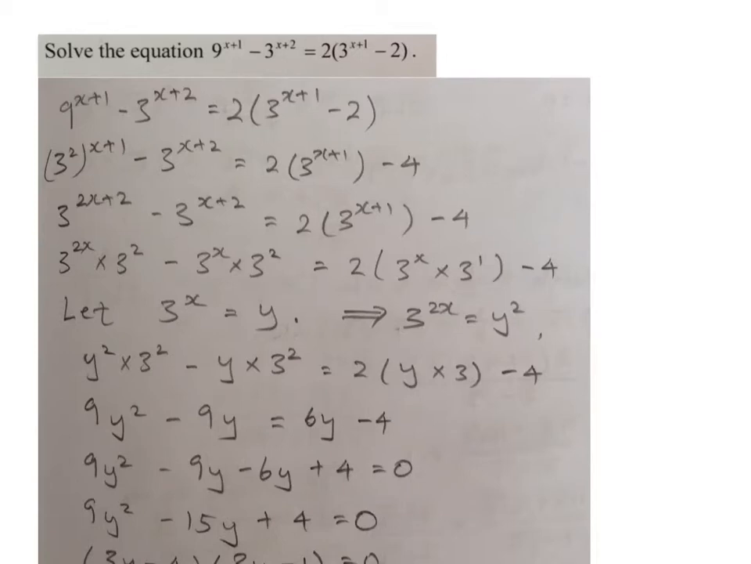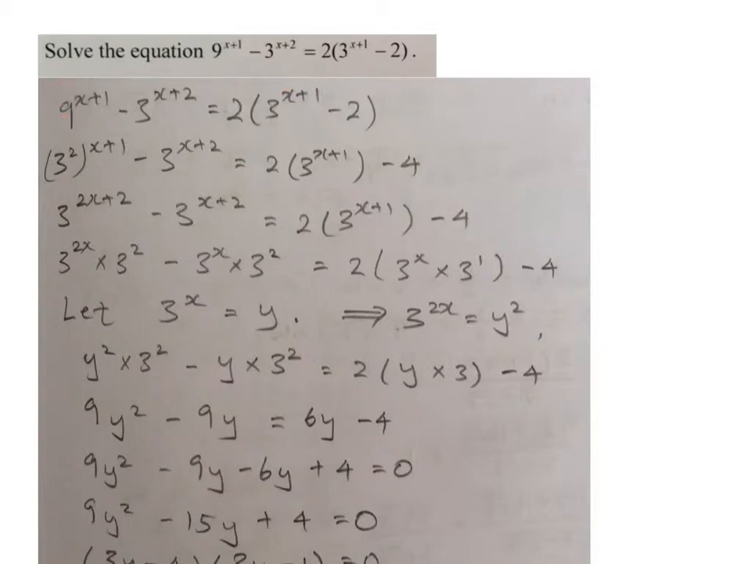For this question, we are asked to solve the equation 9^(x+1) − 3^(x+2) = 2(3^(x+1) − 2). Okay, first we write down the question.